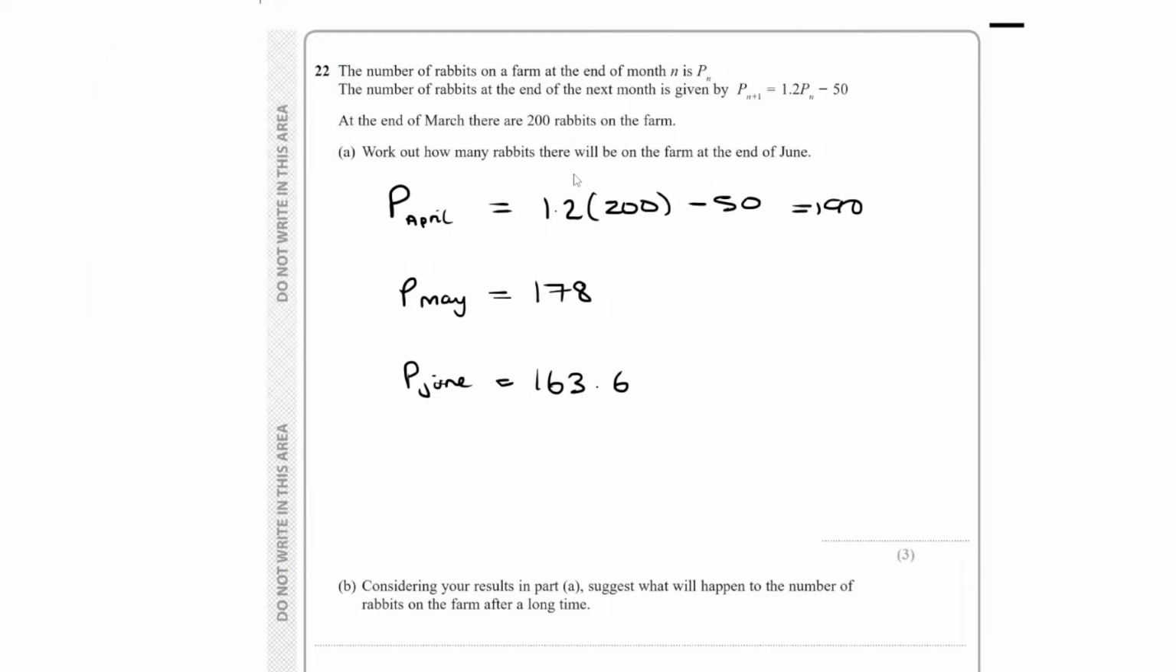Now, obviously, we're talking about rabbits here. You can't have 0.6 of a rabbit, so they're happy for you to round it either up or down. They'll accept either 163 or 164. I'd probably just round it up. They want you to round it because the context is rabbits. It's just substituting numbers in. That's literally all it is. So that was 3 marks.